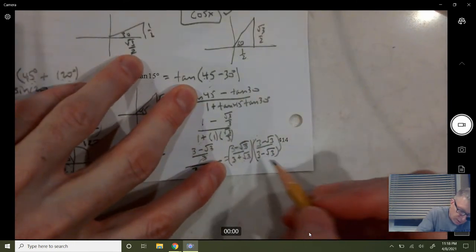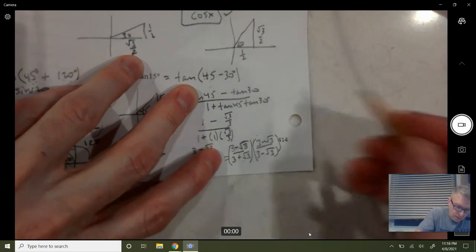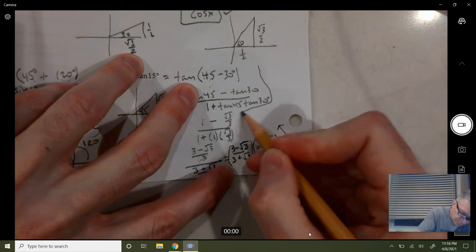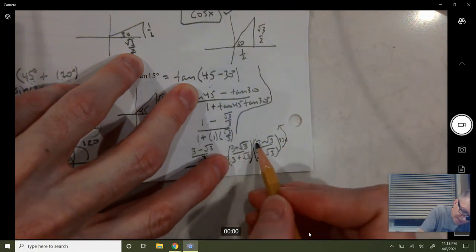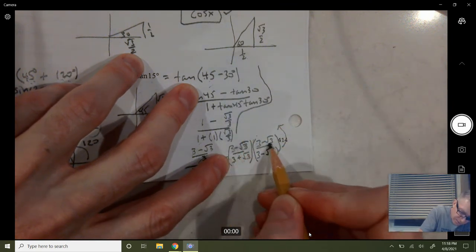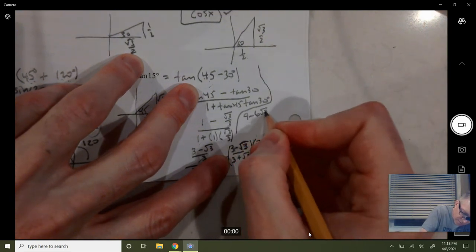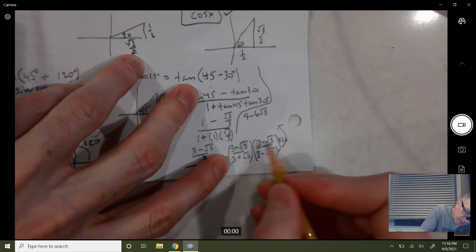Okay, a little bit running out of space. Let's do this. I'll just go up this way. So on the top, we're going to get 9 minus 3 rad 3 minus another 3 rad 3. So 9 minus 6 rad 3. And then plus 3.